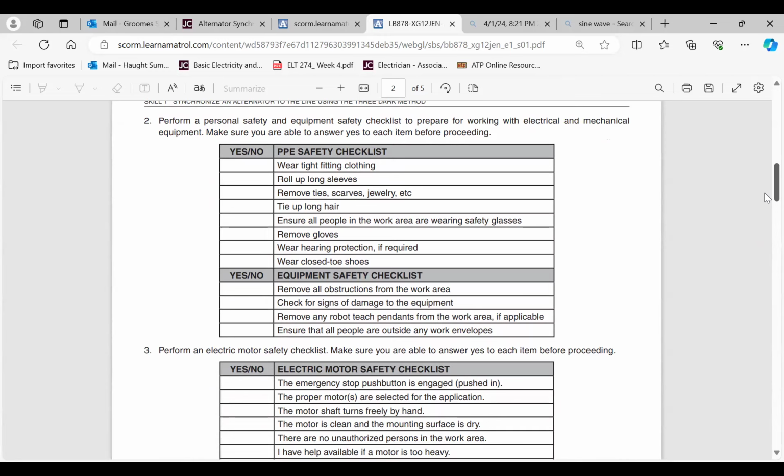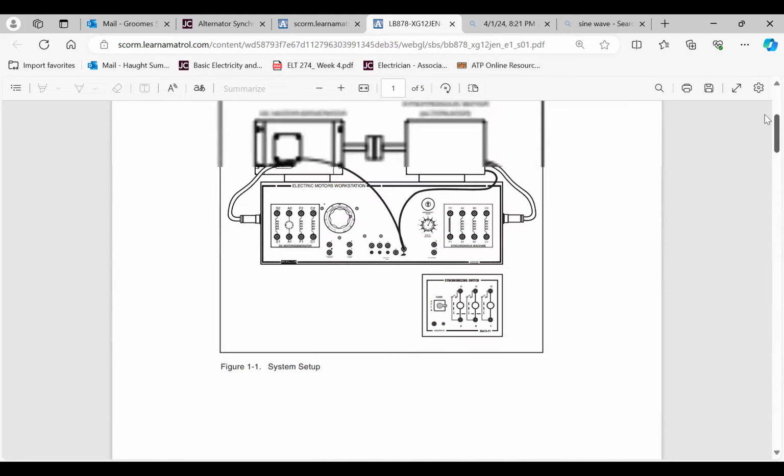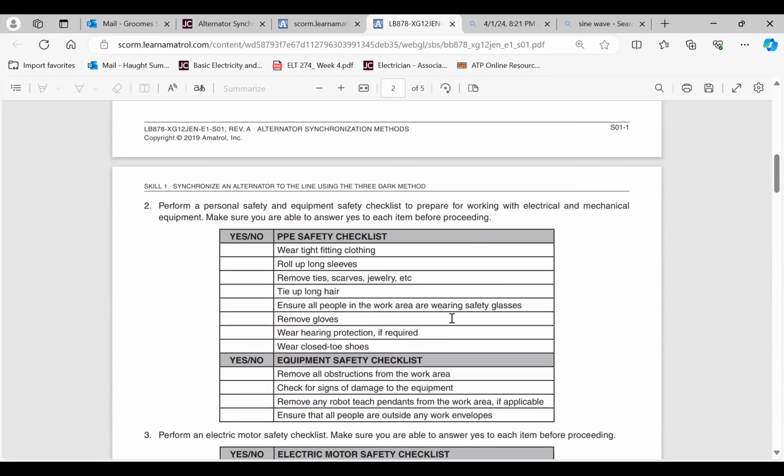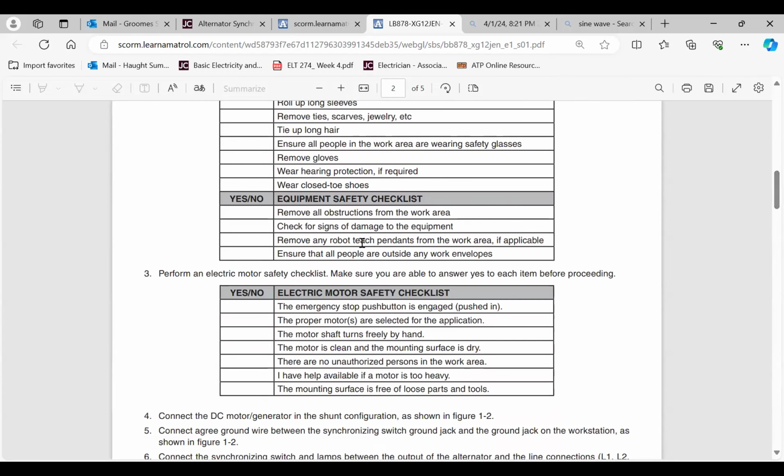The other important thing to mention is that since it doesn't really apply for you all, since you're not physically doing these skills, the safety component is really important to read and understand why they're asking those. That's the first thing that you technically do. If we did this in person, you'd do a personal safety and equipment checklist, and then an electric motor safety checklist. This is what you do anytime you're working on this stuff. It's pretty straightforward in terms of the personal side, like the PPE that you should be wearing. I'm not going to go through it because it's pretty straightforward. The equipment safety checklist is pretty straightforward as well. So, remove all obstructions, check for signs of damage, make sure there are no teach pendants in the work area.